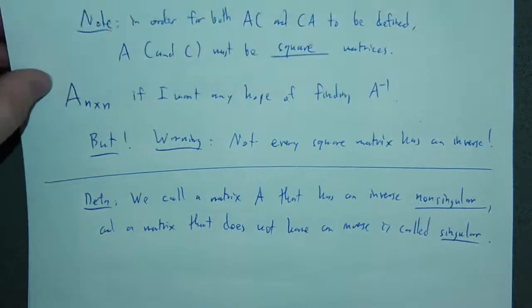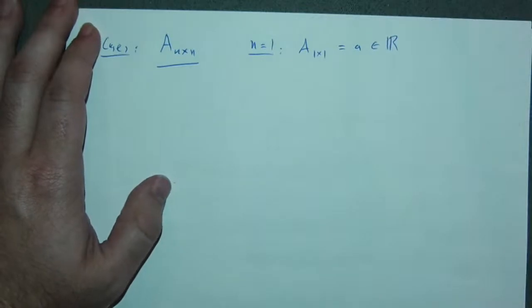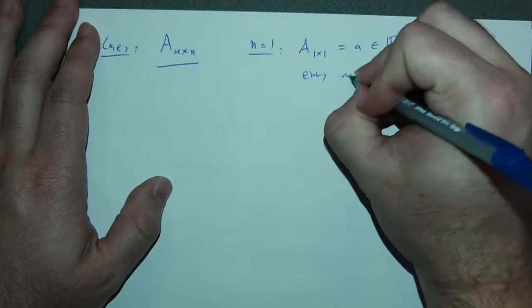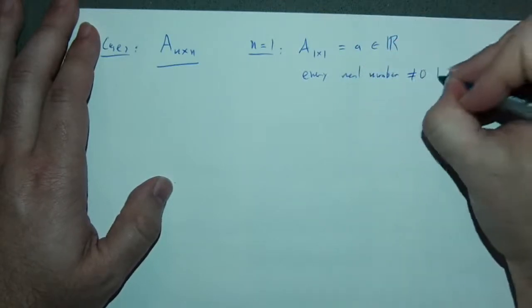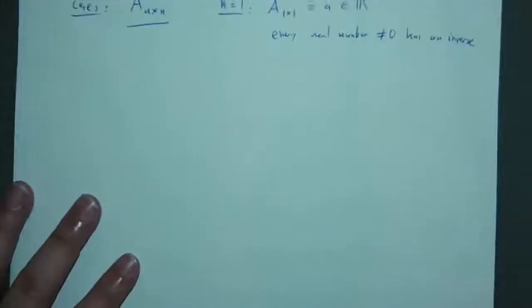Okay. So, let's do cases. We're looking at n by n matrices. What about 1 by 1? So n is equal to 1, and A is a 1 by 1 matrix. What's a 1 by 1 matrix? It's just a scalar, just a real number. So every real number not equal to 0 has an inverse. We don't care too much about dealing with this because you've been dealing with it your whole life. Matrix multiplication of 1 by 1 matrices is just multiplication of real numbers, and so you know exactly how that behaves. Everything that's not 0 has an inverse.